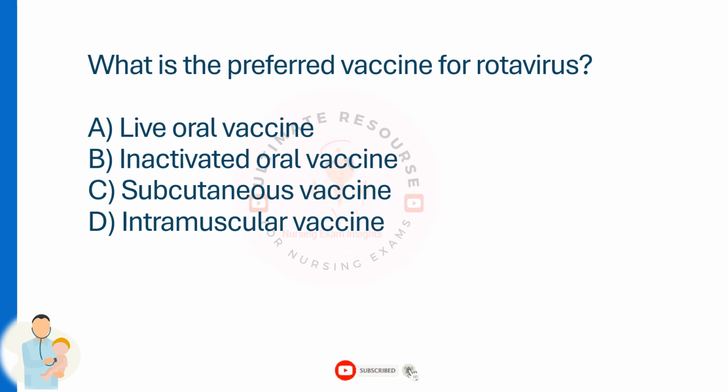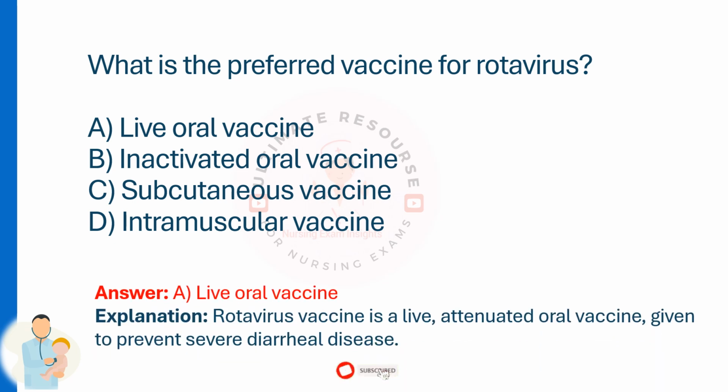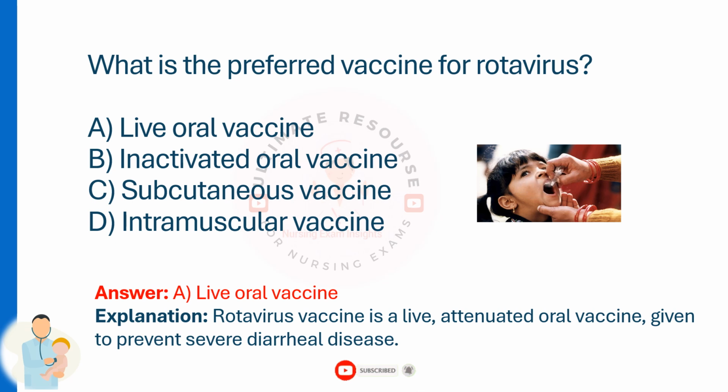What is the preferred vaccine for rotavirus? Options are A. Live oral vaccine, B. Inactivated oral vaccine, C. Subcutaneous vaccine, D. Intramuscular vaccine. Answer is A. The live oral vaccine. Rotavirus vaccine is a live attenuated oral vaccine given to prevent severe diarrheal diseases.